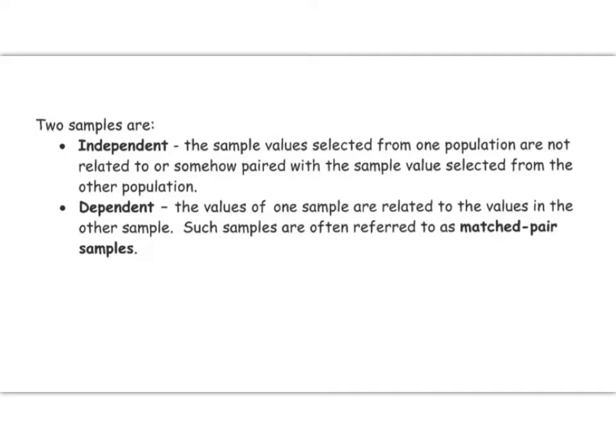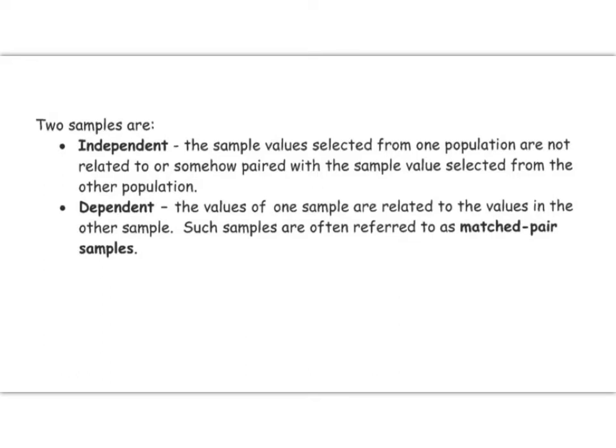So two samples can either be independent or dependent. And that'll be the first thing that you'll need to determine when you are trying to decide what type of hypothesis test to complete. An independent sample means the sample values selected from one population aren't related or somehow paired with the sample values selected from another population, so therefore they're independent. And in a dependent sample, the values of one sample are related to the values in the other sample. A lot of times we call these matched pair samples.